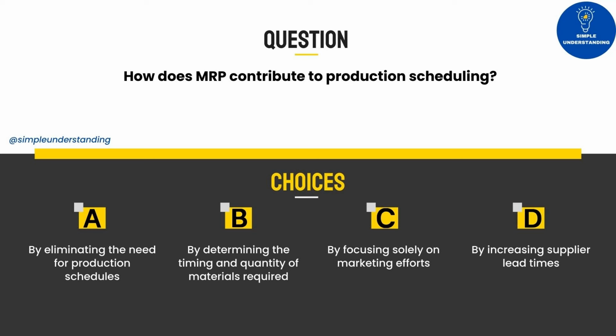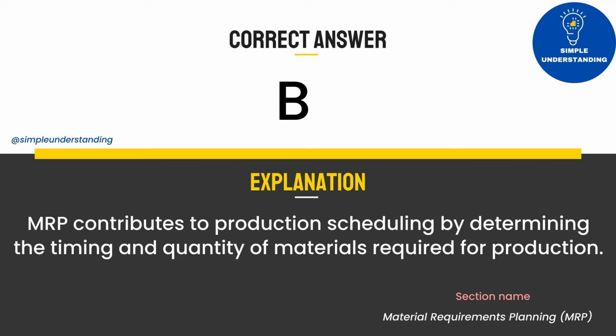A. By eliminating the need for production schedules. B. By determining the timing and quantity of materials required. C. By focusing solely on marketing efforts. D. By increasing supplier lead times. Correct answer, B. Overall explanation. MRP contributes to production scheduling by determining the timing and quantity of materials required for production.